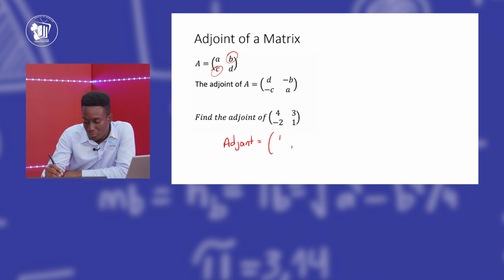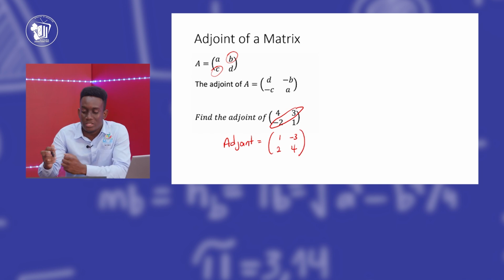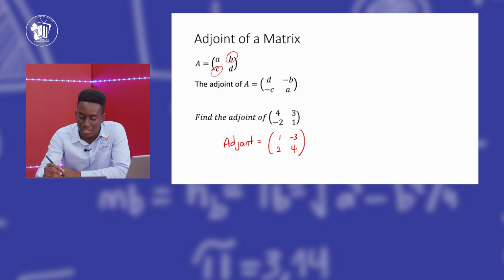And where we have 1, we'll put 4. And then we flip the signs of these two. So this 3 will turn into a negative 3, and this 2 will turn into a positive 2. So the adjoint of 4, 3, negative 2, 1 would be this here.